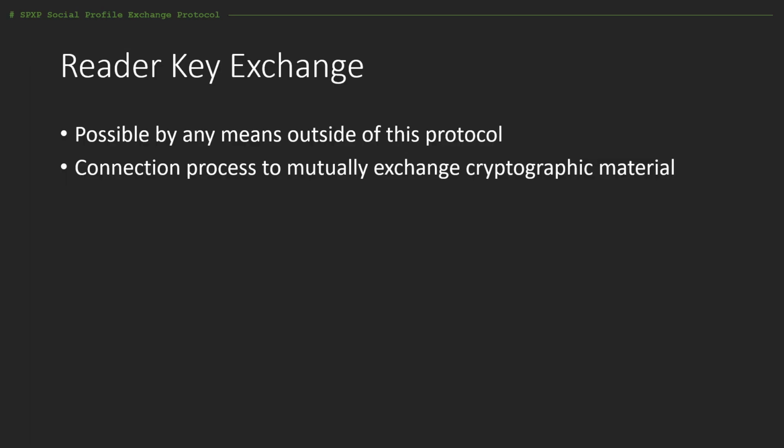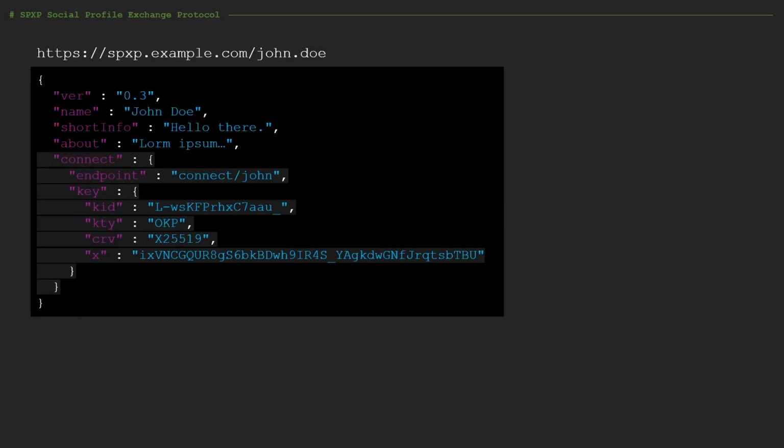These reader keys can now be distributed among your audience by any means alongside this protocol, for example by email. But this would again not really be a great user experience. Instead, social networks typically offer a process of friending or linking or following, where two individuals agree to give each other extended access to their profiles. In SPXP, we call these connections, and we offer a secure connection process to mutually exchange cryptographic material, like these reader keys. If a profile accepts connection requests, then it announces a connect object as part of the profile JSON document.